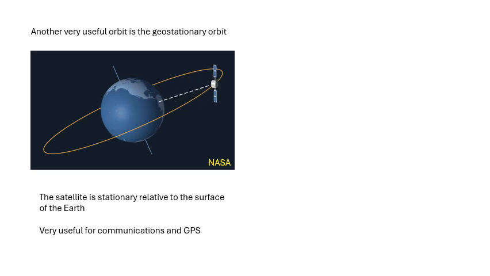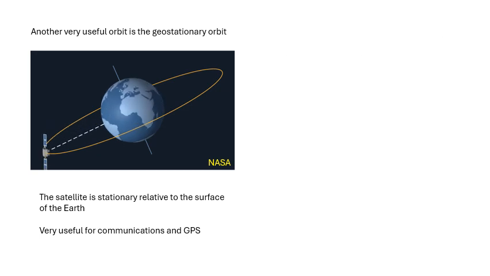Now, here's another very useful orbit that you need to know, and it's the geostationary orbit. Geostationary: it's stationary relative to the same point on the surface of the Earth. So your satellite dish on your roof is always pointing at the satellite, because relative to your house, the satellite doesn't move. Very useful for communications and for GPS.